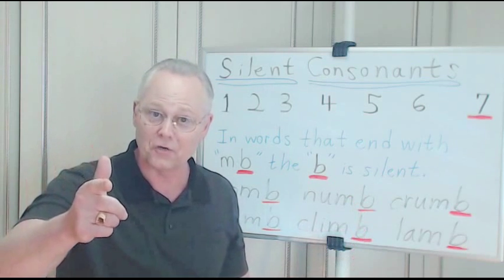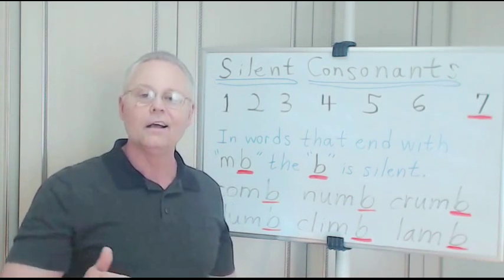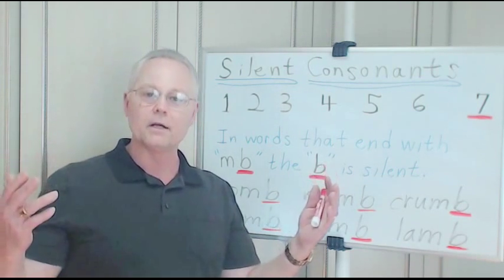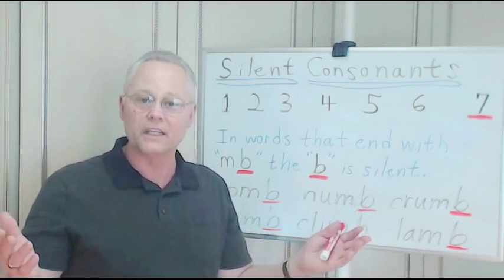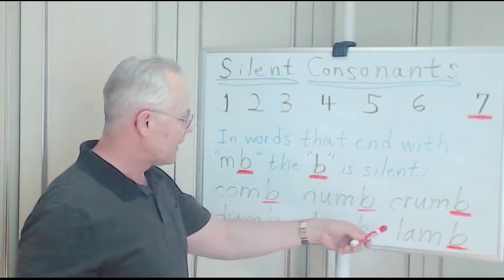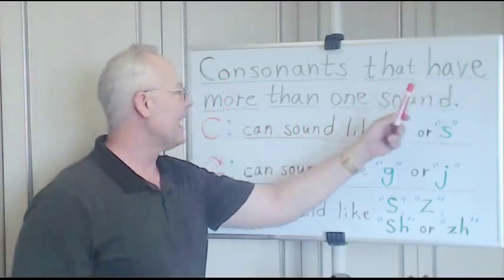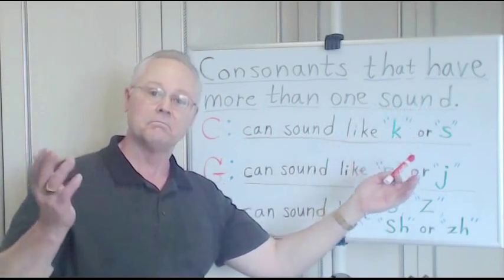Ha, did you know that? Do you know what a baby goat is? G-O-A-T? A kid. Yes, a kid. And what do a lot of Americans call their children? Kids. What do you think about that? Okay, lamb. That's the end of consonants that have more than one sound.